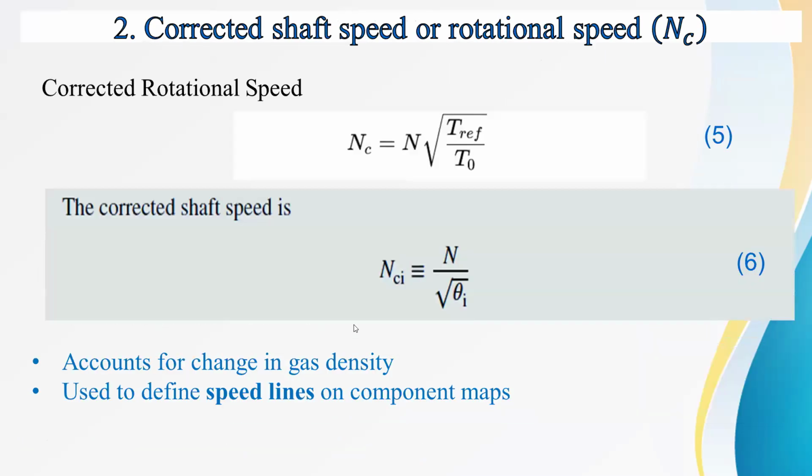The second is the corrected shaft speed or rotational speed, N_c, in RPM, revolutions per minute. Corrected rotational speed N_c is equal to N times the square root of the reference temperature divided by T naught. So this is N_c,i equal to N divided by the square root of theta_i. It is dependent only on the temperature ratio. It accounts for change in gas density and is used to define speed lines on component maps.